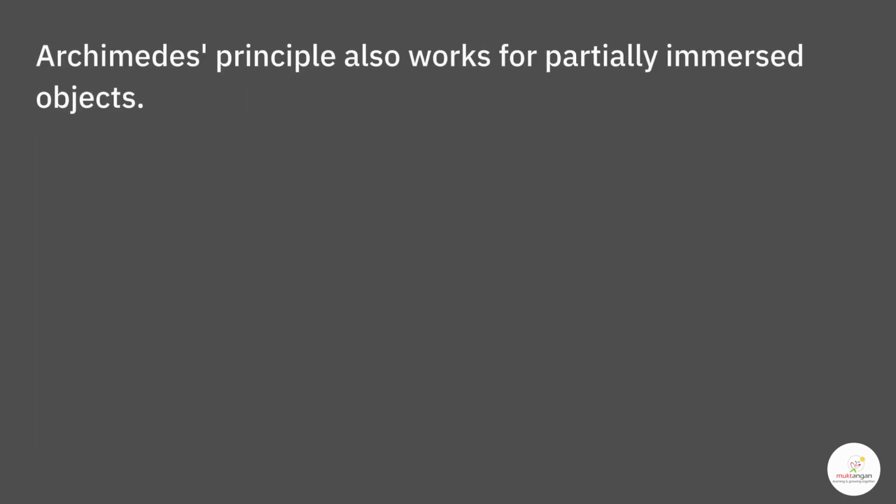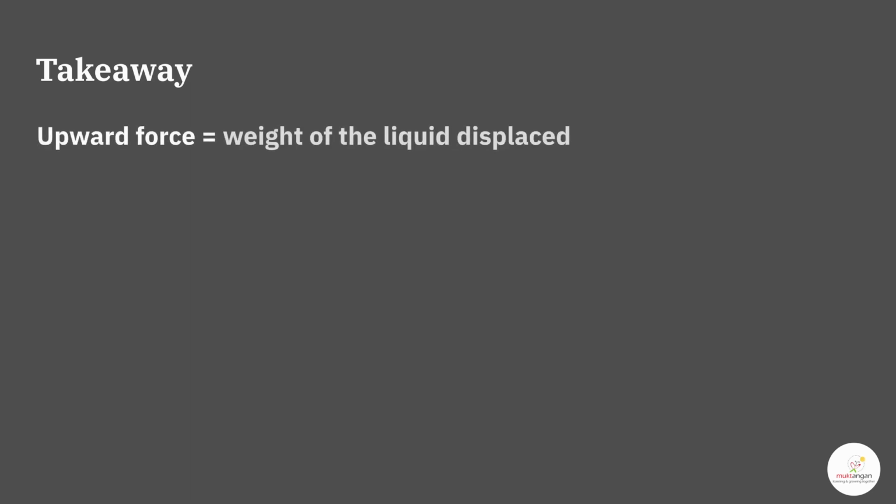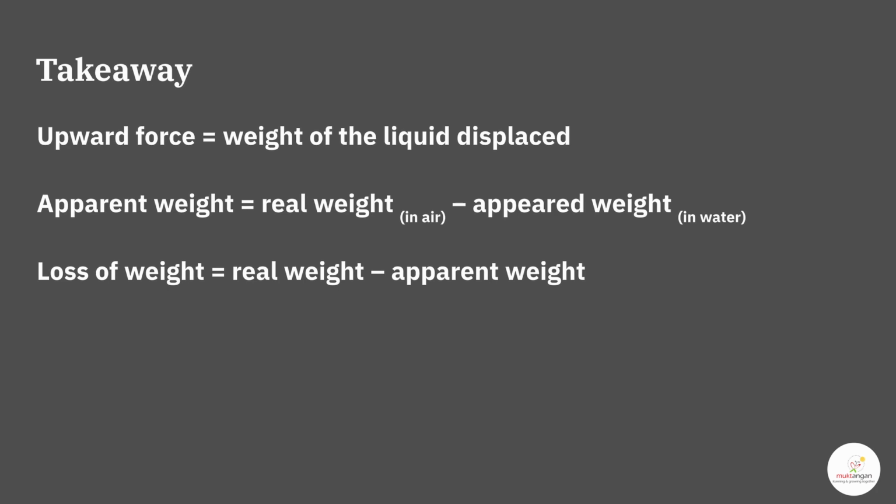Archimedes' principle also works for partially immersed objects. To prove it, you can try it on your own. This principle not only works for water, but it works for any fluid. Let's summarize all that we learned. Upward force is equal to the weight of the liquid displaced. Apparent weight is real weight, that is weight in air, minus apparent weight, that is weight in water. Loss of weight is real weight minus apparent weight. And buoyant force is density times volume times gravitational acceleration.